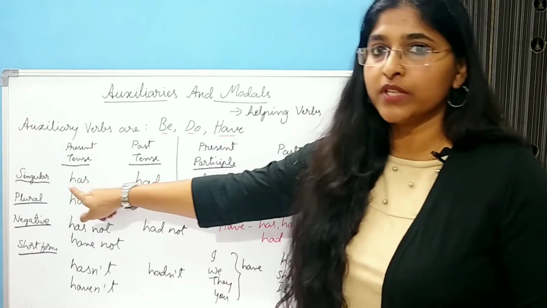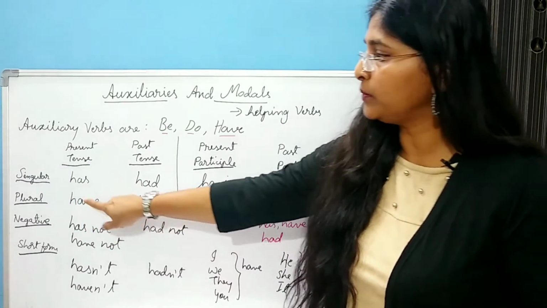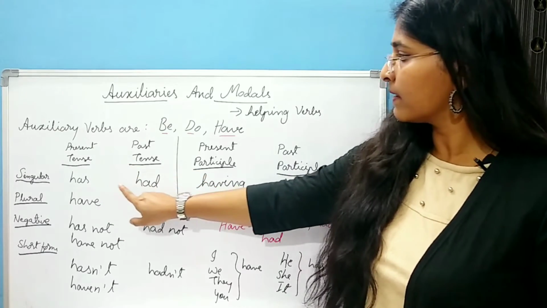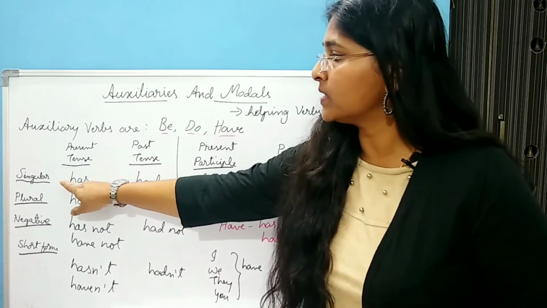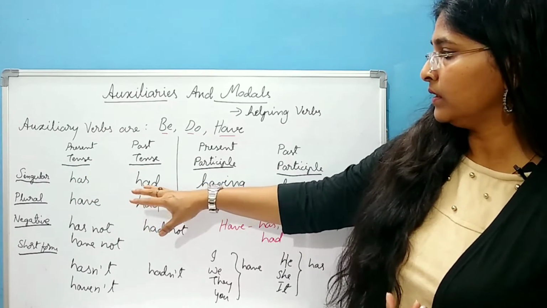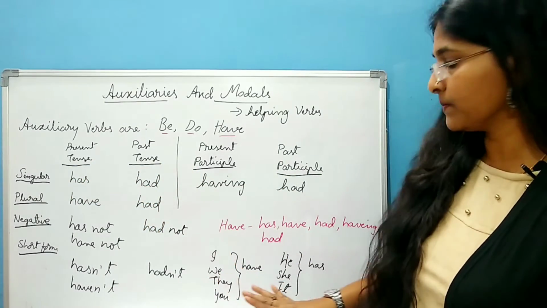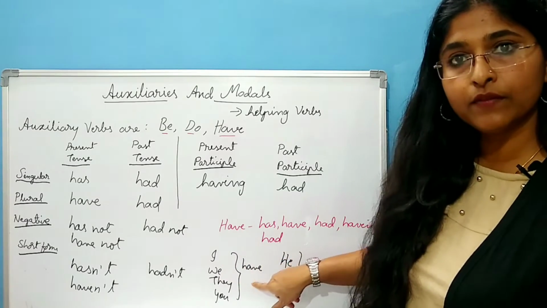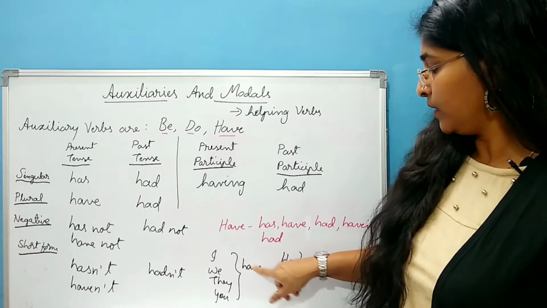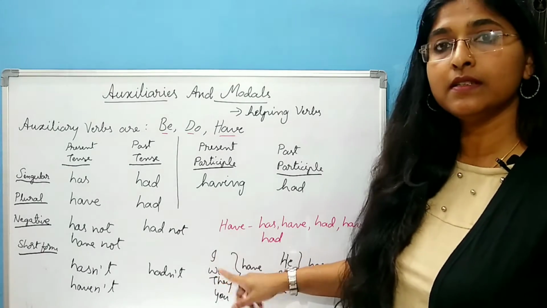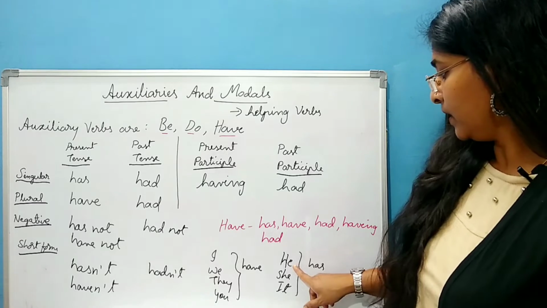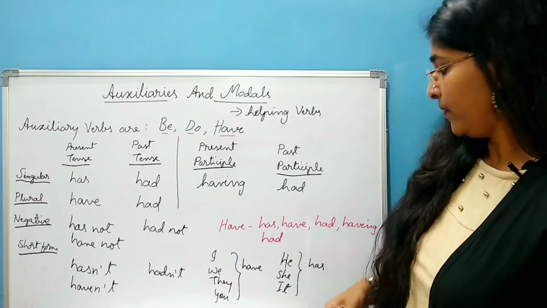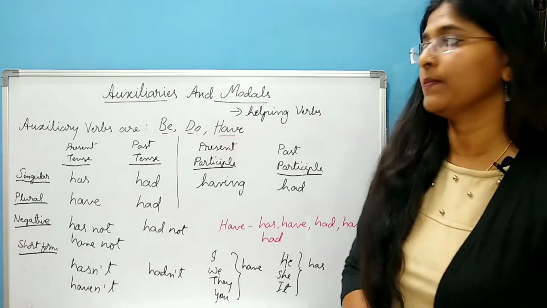For the singular subject, we use has. For the plural subjects, we use have in the present tense. And whatever the subject may be, singular or plural, we use had in the past tense. If you see here, I have, we have, they have, you have. You can use have with all these subjects. When he, she, it comes as a subject, then you have to use has.